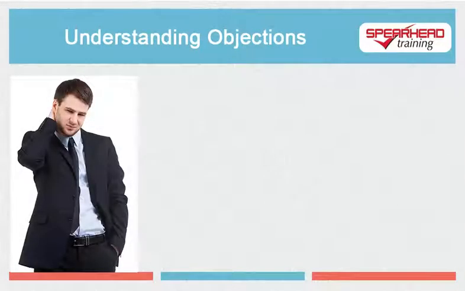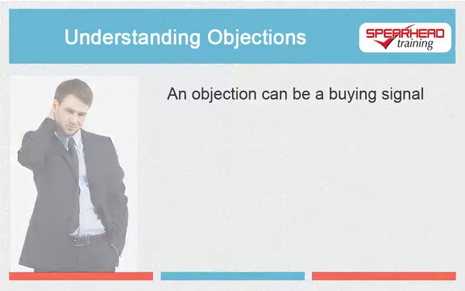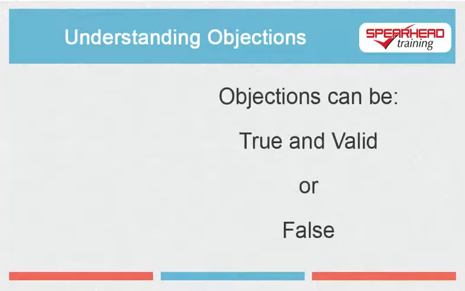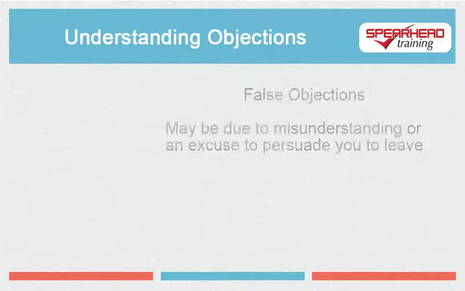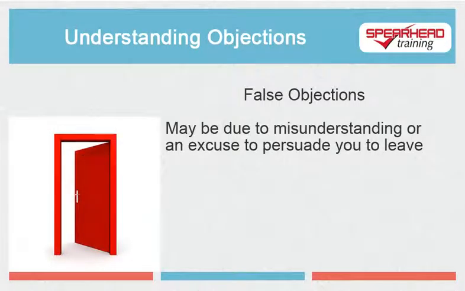Many salespeople have a negative view of objections, and it is certainly true that some objections present a real challenge. However, in other cases, an objection can be viewed as a buying signal. For example, if a customer is objecting to the delivery timescales, it would indicate that he wants to buy the product. So let us first consider the background to objections. Objections may be true and valid, or false. A false objection may also be an imagined one due to a misunderstanding, or it could just be an excuse to persuade the salesperson to leave.